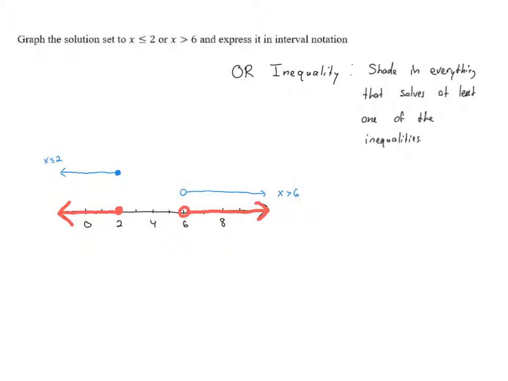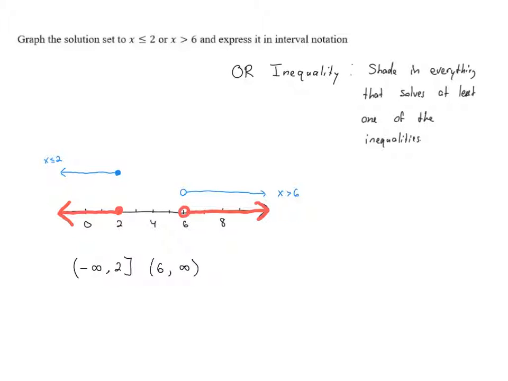In interval notation, this is actually a little bit different from what we've seen before because there are two different intervals, and there's a special way to deal with that. Basically, we write both of the intervals in interval notation. So the first one is parenthesis negative infinity, comma 2 bracket. And we write the other one, parenthesis 6, comma infinity, parenthesis.